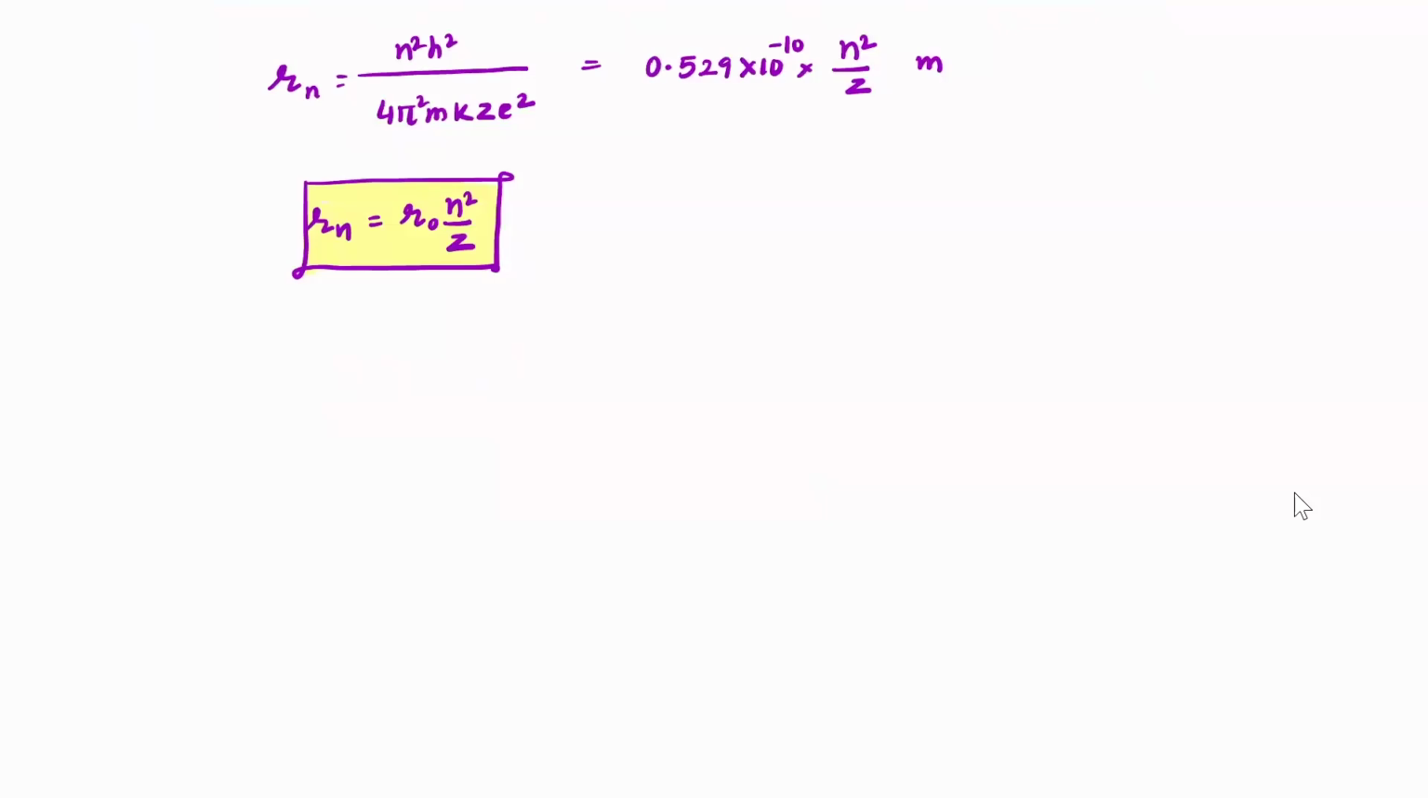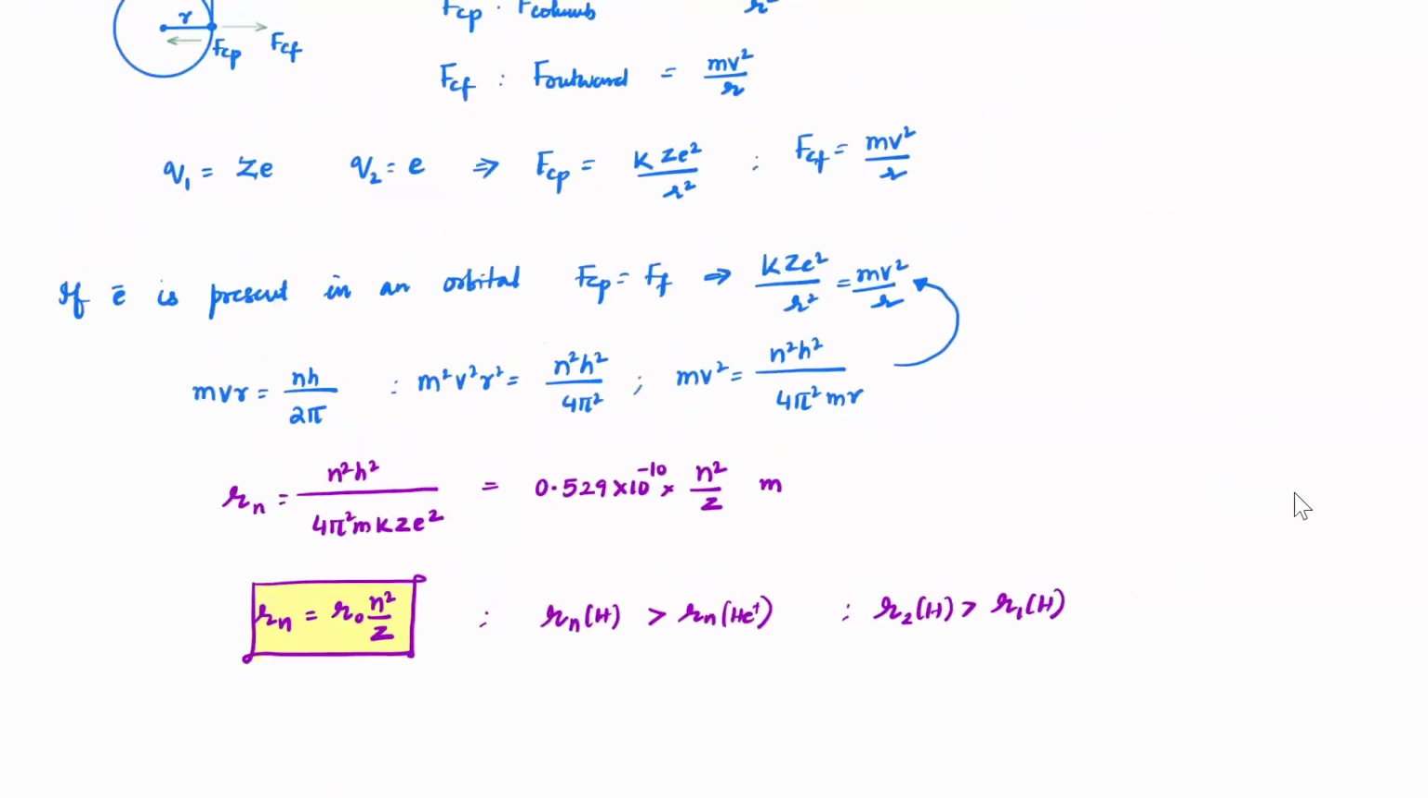Clear? So from here, the picture is very clear that if I am finding out the radius of the nth orbit for hydrogen, and I compare that with the radius of the nth orbit of helium plus, right? So definitely the radius of hydrogen is greater. And the second orbit of hydrogen is definitely greater than the first orbit of hydrogen. This is the important conclusion you can draw.